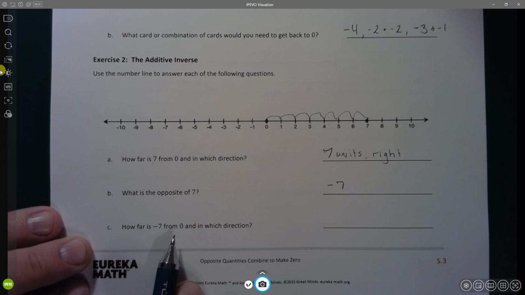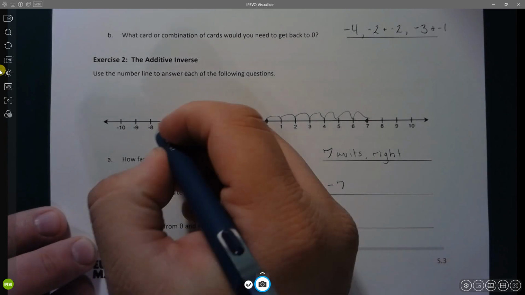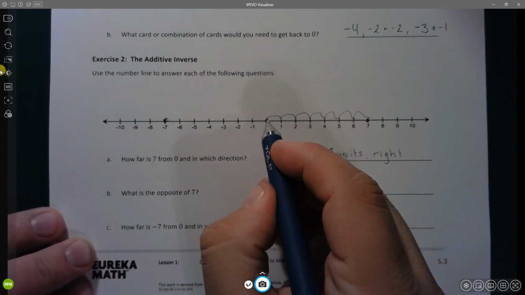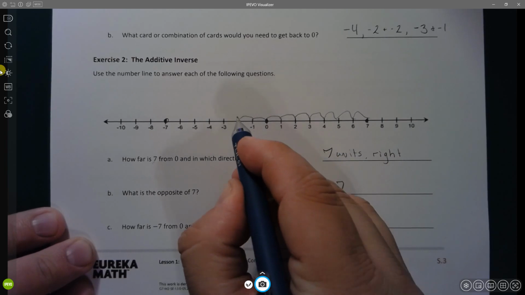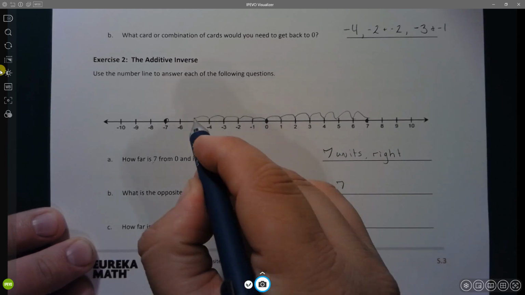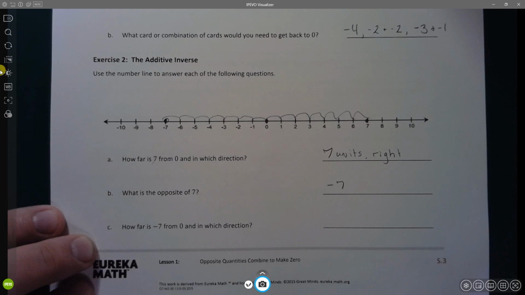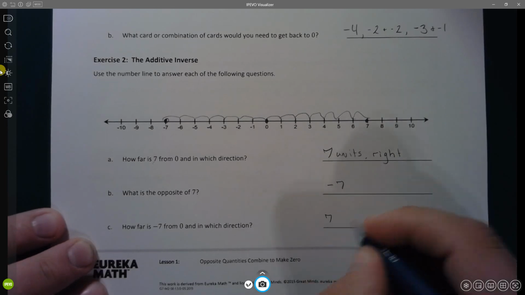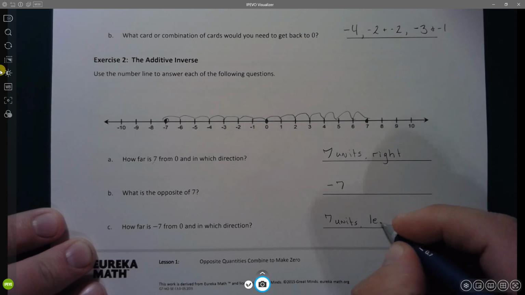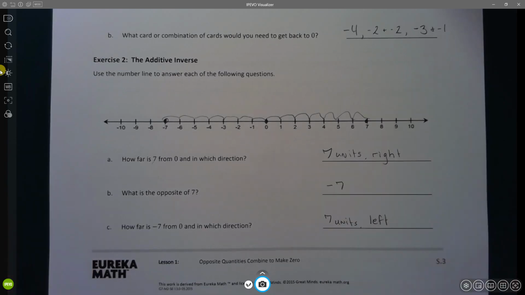So how far is -7 from 0 and in which direction? Well, here's -7. So let's count. 1, 2, 3, 4, 5, 6, and 7. It's 7 units again. But which direction do we have to count in? Right, we had to count to the left. So it's 7 units in the opposite direction. That's all an opposite is. It's the same position on the number line, but on the opposite side of 0.